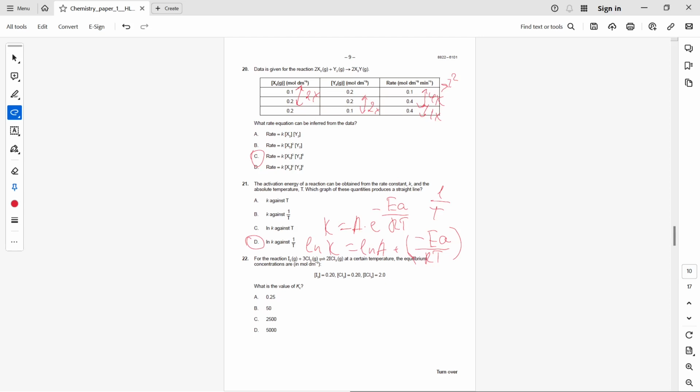For the next question, we need to write the equilibrium constant. It's going to look like this: products divided by the reagents, and we need to calculate this thing. And it's going to give us 2500. So the answer is C.